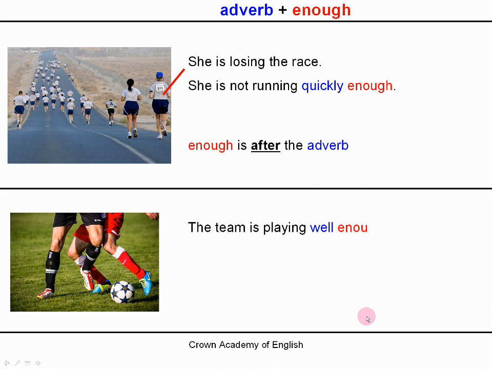Example 2. The team is playing well enough to win the game. So this means the team is playing sufficiently well. Again, we have the adverb first and then the word enough. And here we have an infinitive. So we have the adverb enough followed by the infinitive, to win.